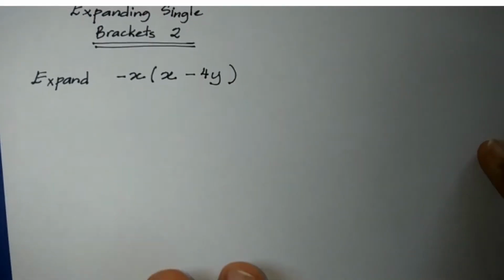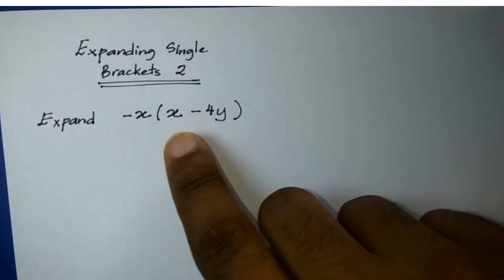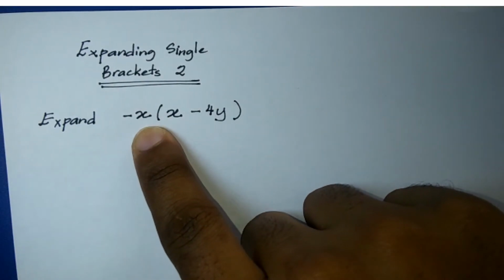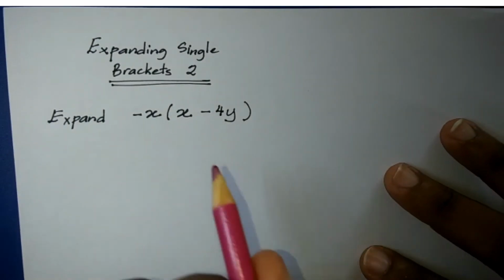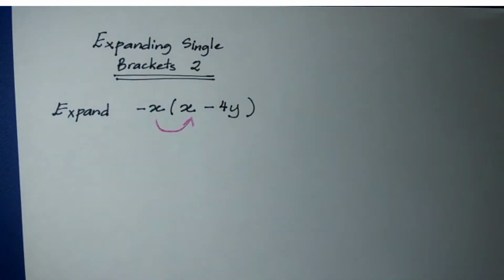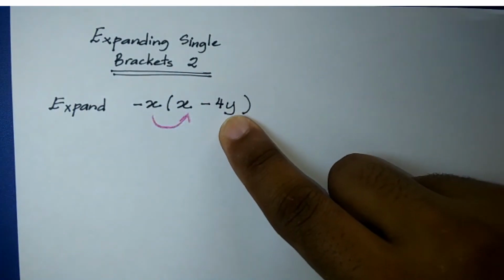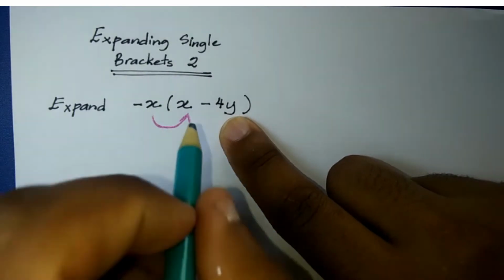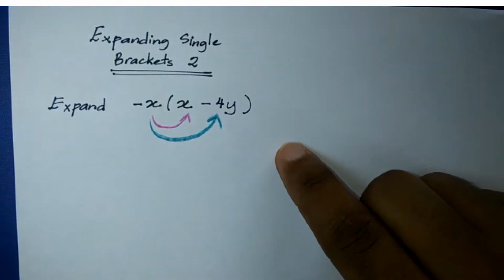Okay, so let's look back at expanding single brackets part 2 now. Remember, once you see a bracket and something directly on the outside of the bracket, then it means you must multiply. And they're asking you to use the distributive law. Now, what's on the outside? Minus x. I'm multiplying it by x. But there's still something left in there. So, I'm going to have to multiply what's on the outside by still what is left inside there. Minus x and this minus 4y.